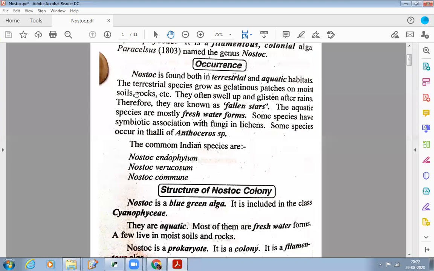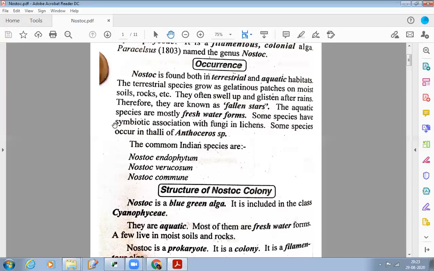Occurrence, that is the habitat. Nostoc is found in both terrestrial and aquatic habitats. That means it can live in the soil and in water bodies. The terrestrial species grow as gelatinous patches on moist soils, rocks, etc. They often swell up and glisten after rains. Therefore, they are known as fallen stars.